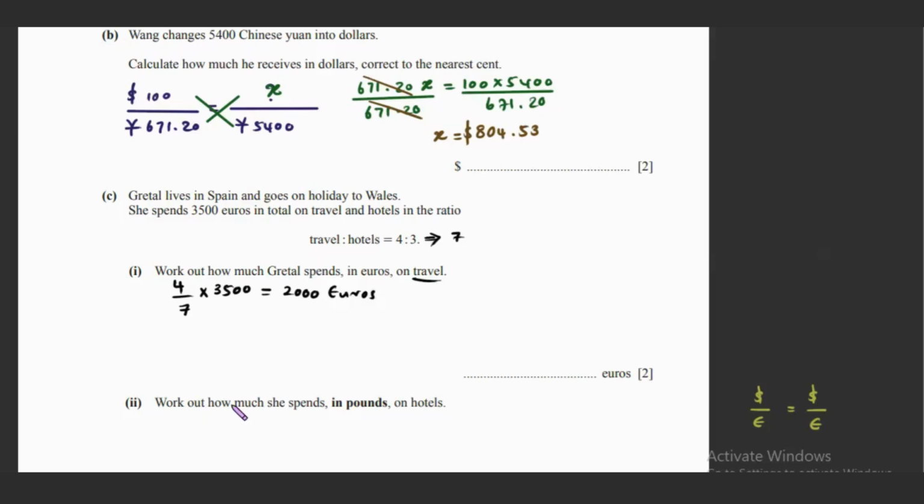The second part of the question, work out how much she spends in pounds in hotels. To calculate that, we know that she spends 2,000 euros out of these 3,500 euros on travel, which means the remaining portion is the amount that she spends on hotels. So we need to first calculate how many euros that is going to be. From 3,500, I need to deduct the amount she spent on travel. This leaves us with 1,500, but this is in euros.